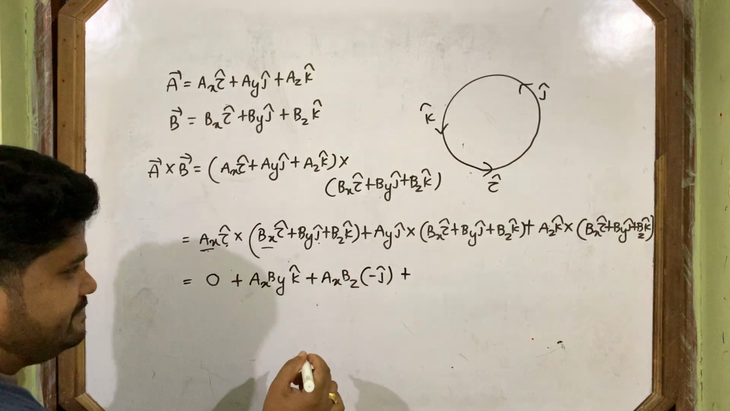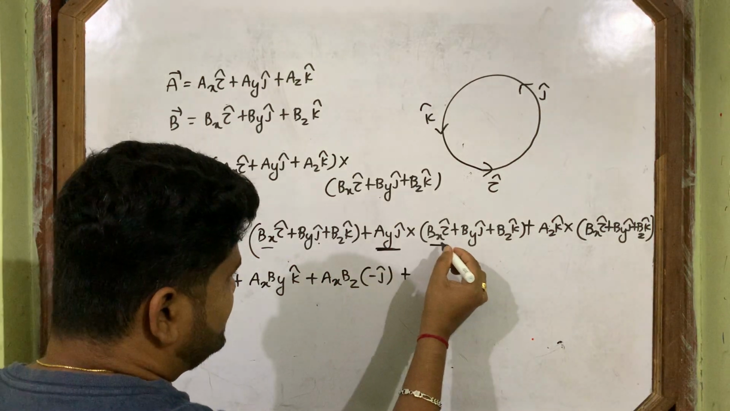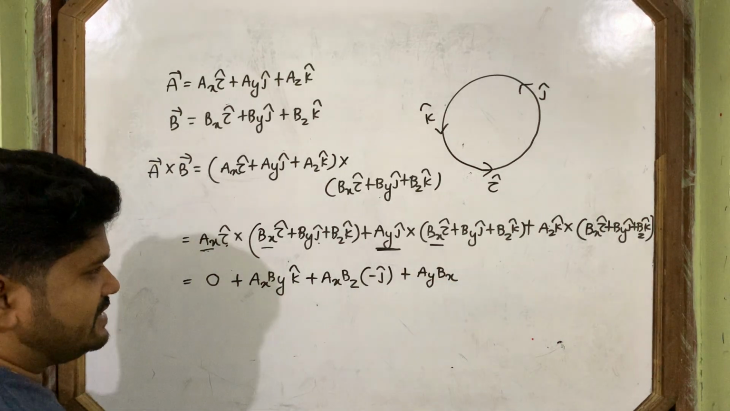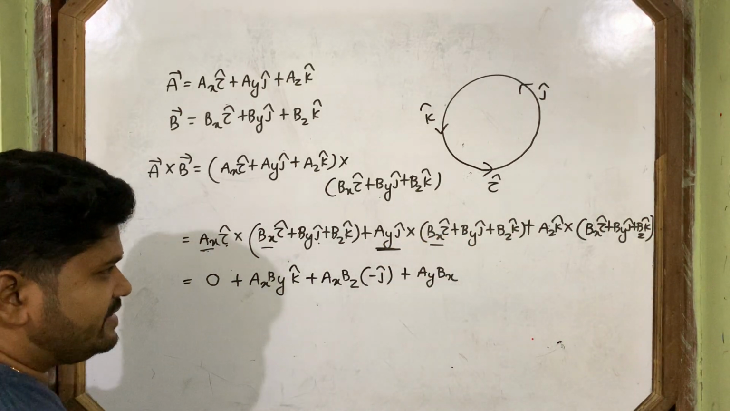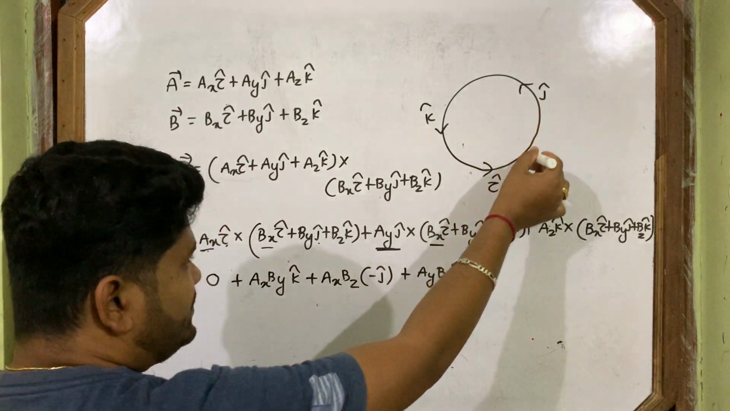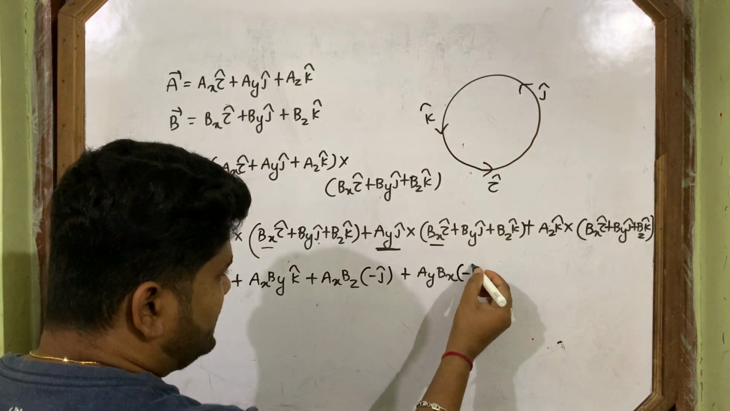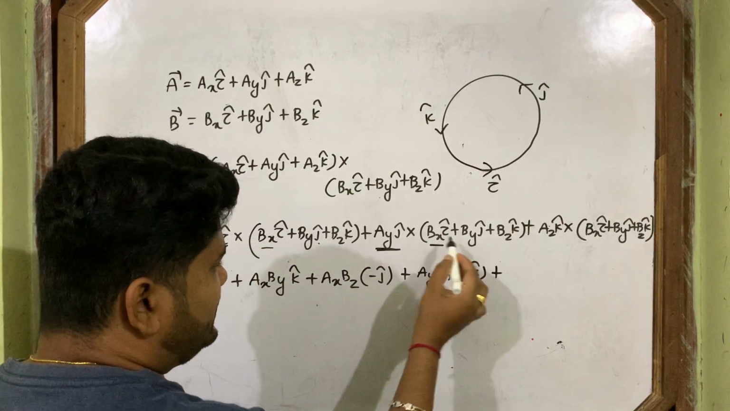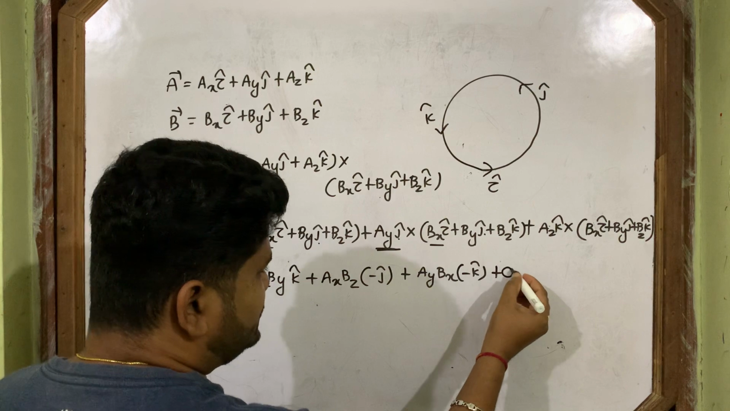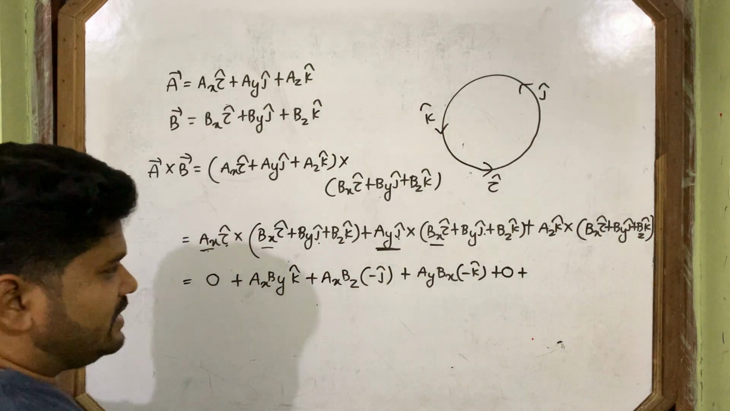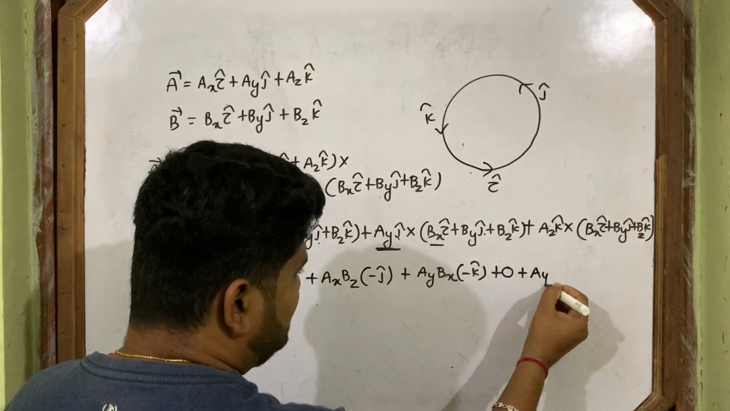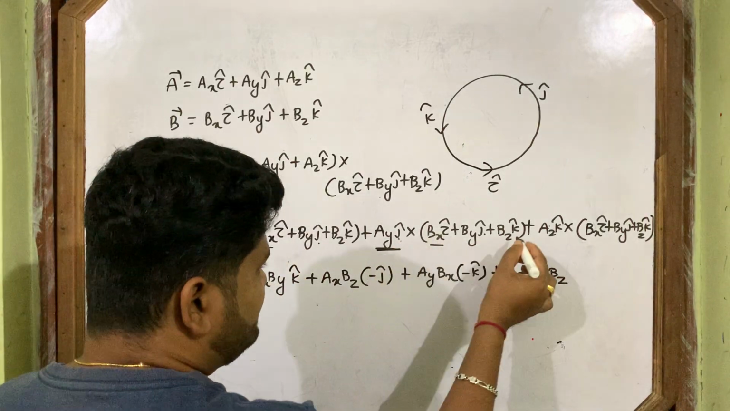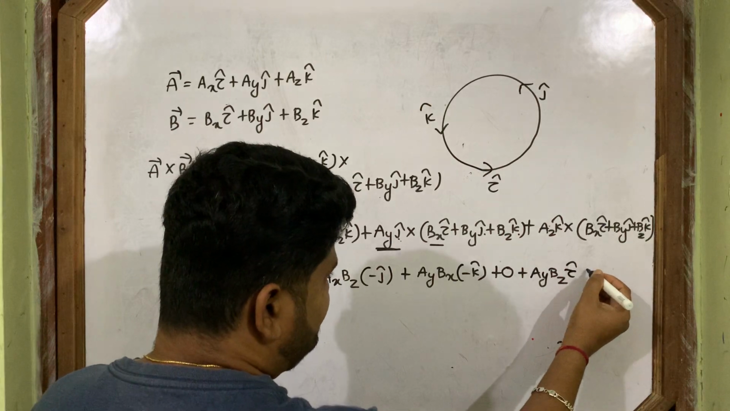So this part is over. Then come to this one. First ay bx, j cap cross i cap, we are going in reverse direction, so minus k cap. Then the second one, ay by j cap cross j cap, it's 0. Then the third one, ay bz, j cap cross k cap, so that is i cap.